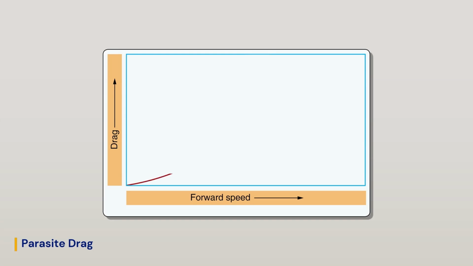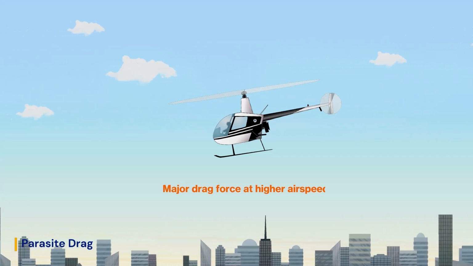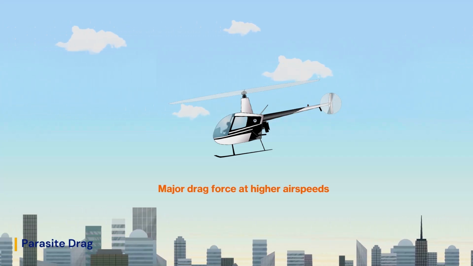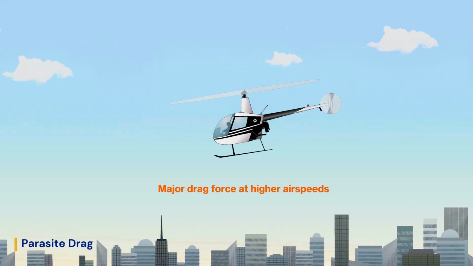The key thing to remember is, parasite drag increases rapidly with airspeed. In fact, it increases with the square of velocity. So if you double the helicopter's speed, the parasite drag becomes 4 times greater. That's why parasite drag becomes the dominant form of drag at high speeds, especially during cruise or fast-forward flight.